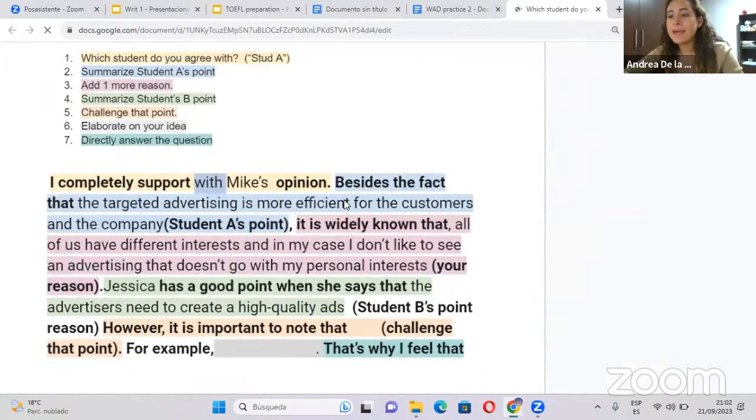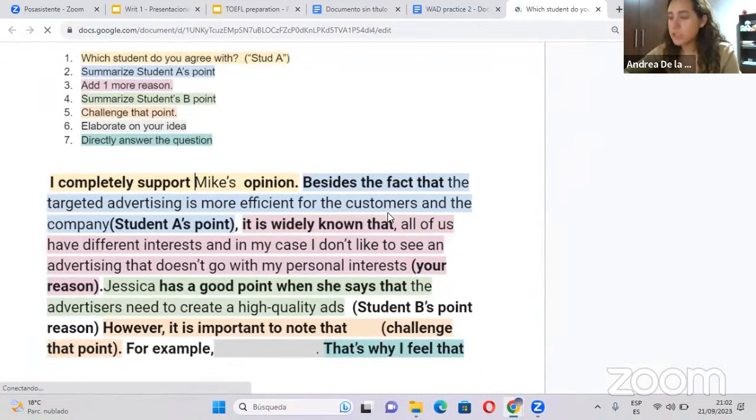So besides the fact that targeted advertising is more efficient for the customers and the company, very well, muy bien. Este es exactamente lo que dice Mike, ¿no? Que es más eficiente para los consumidores porque les sale más barato y la compañía porque ahorran costos, ¿no? Muy bien. Lo único, gramática, el uso del indefinite article, the. We don't really use it when we talk about things in general. Ahora estamos hablando del advertising in general. We're not talking about one specific targeted advertising. We're talking about it all. So don't use it when we talk about general things. But after that, I think it's perfect.